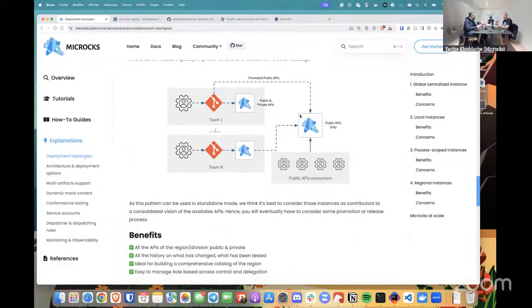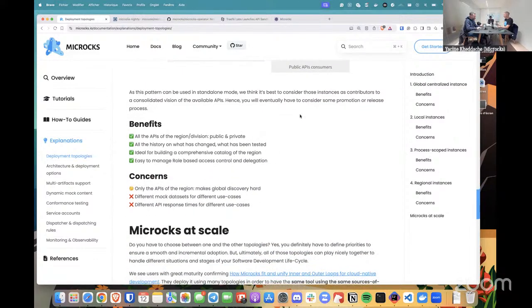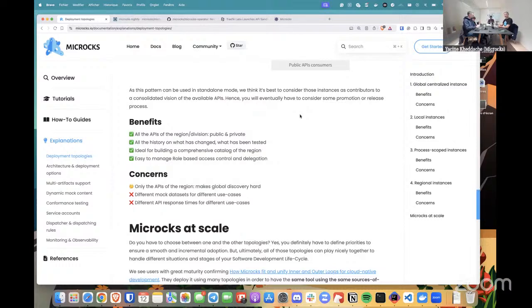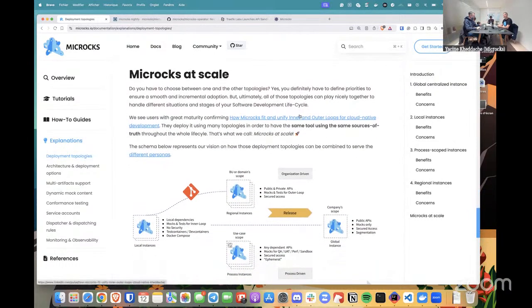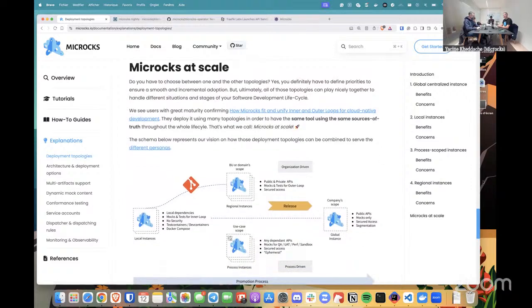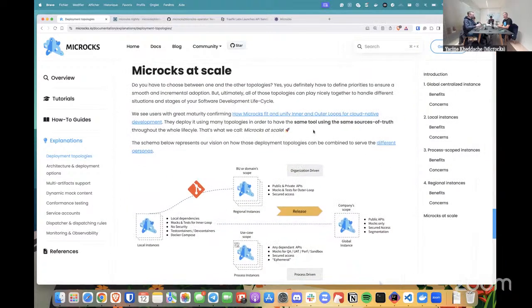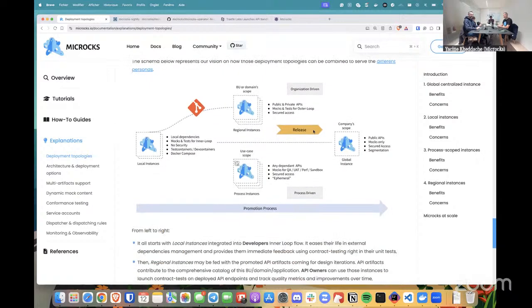And obviously, because Microcks is wonderful, modular, flexible, whatever you want, you can also mix them together. And we try to provide this in what we call the Microcks at scale approach. So typically, it is an all-together approach where we explain how you can combine them to keep all the benefits and remove all the concerns or the things that could be difficult if you just adopt one pattern. So it's just very, very fresh stuff.